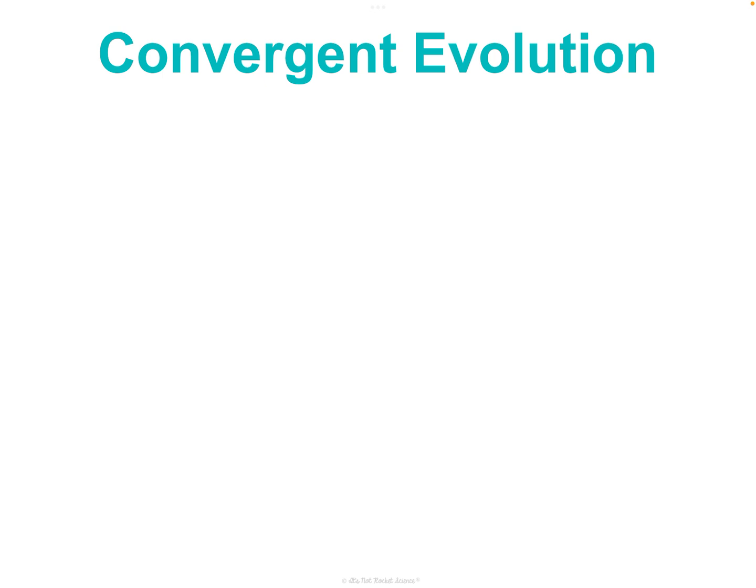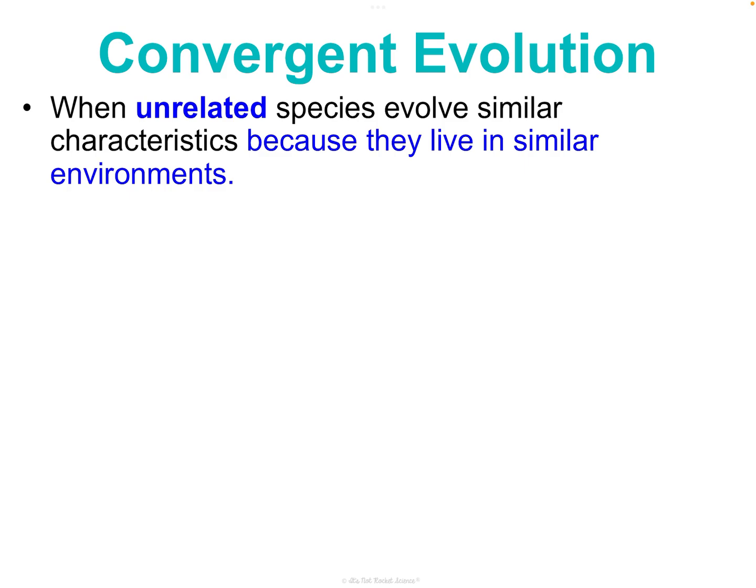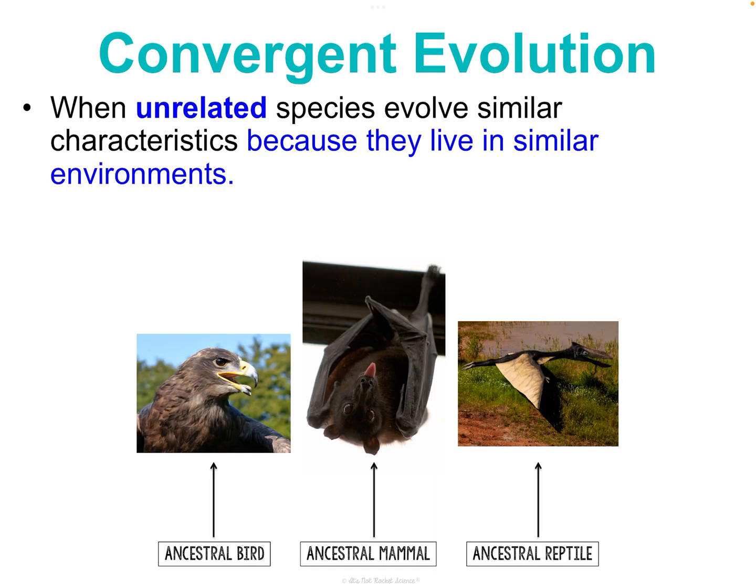Okay, now we have convergent. It's the opposite of divergent. That's when unrelated species, so no common ancestor, have similar characteristics because they've lived and grown in a similar type of environment. So I think the best example of that is animals that can fly.